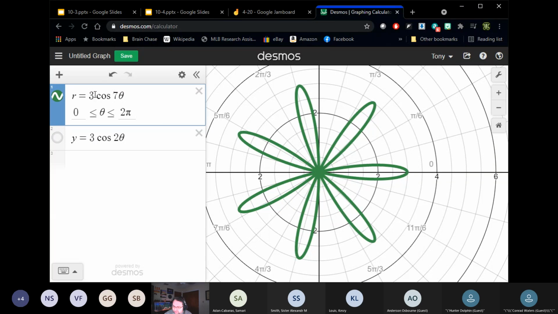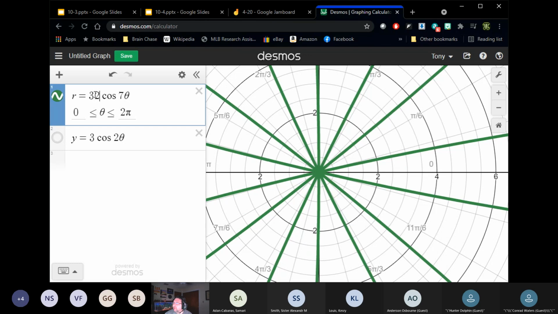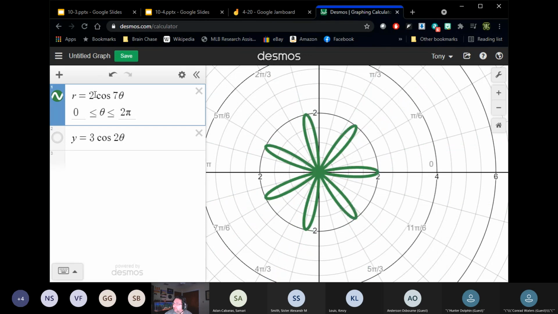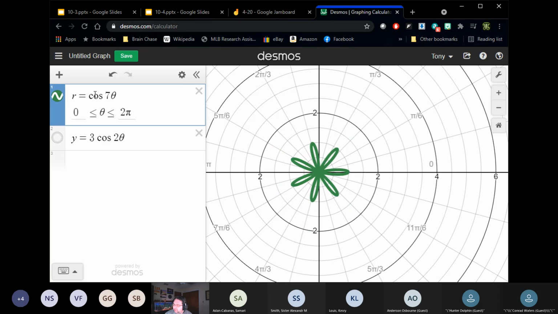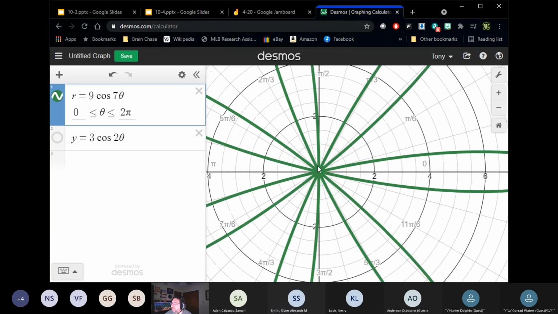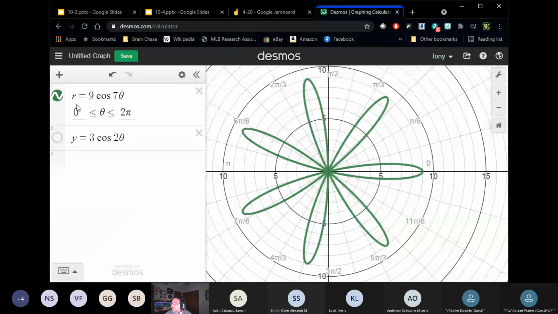And the number in front makes it bigger or smaller. So if you make it 0.5, it makes it really small. 9 makes it really big. And that's just a simple cosine function. So you can actually play around with that a little bit if you want to, in your parametric and polar equations or graphs you're doing.